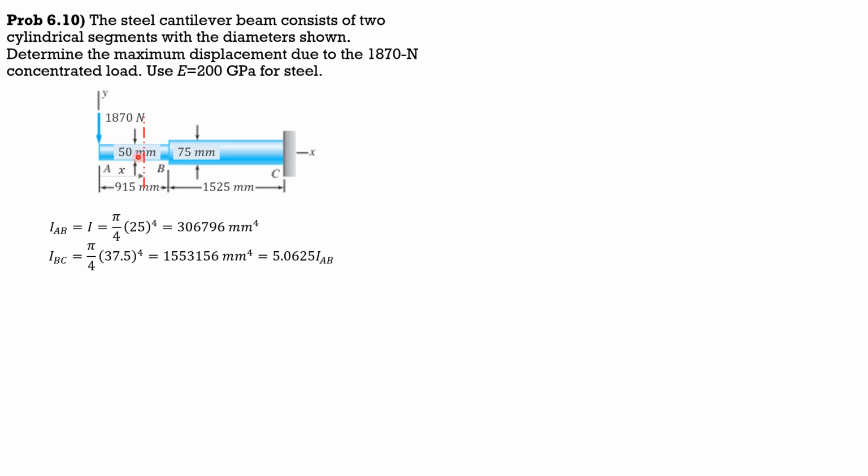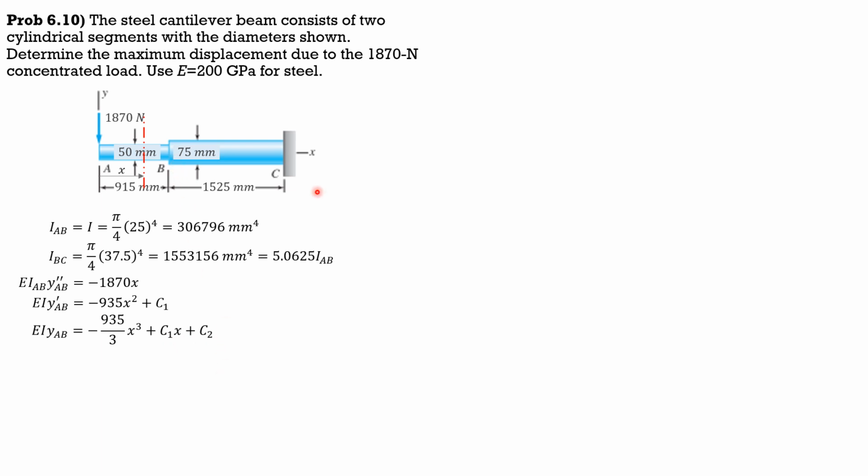So let's now establish the differential equation for AB. EI y double prime AB is equal to negative 1870x. So EI y prime AB is negative 935x squared plus c sub 1. Integrate again, EI y AB is equal to negative 935 over 3 x cubed plus c sub 1 x plus c sub 2. So we expect slope and displacement at A. That's why there are c sub 1 and c sub 2.